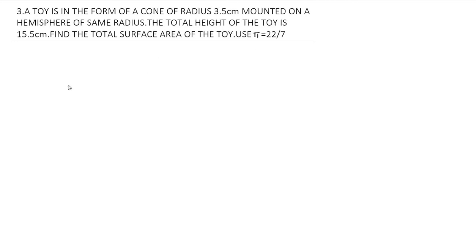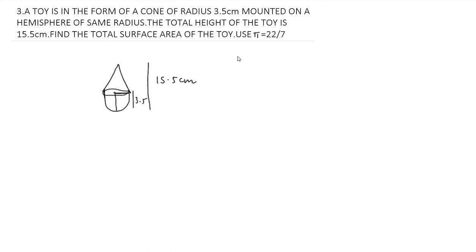Okay, so what they say, a toy is in the form of a cone of radius 3.5 centimeter mounted on a hemisphere. That is mounted on a hemisphere of same radius. Both the radius will be same. The total height of the toy is 15.5 centimeter. Okay, so radius is given 3.5. This is also 3.5. So the height is 3.5. Okay, now what is the hemisphere?